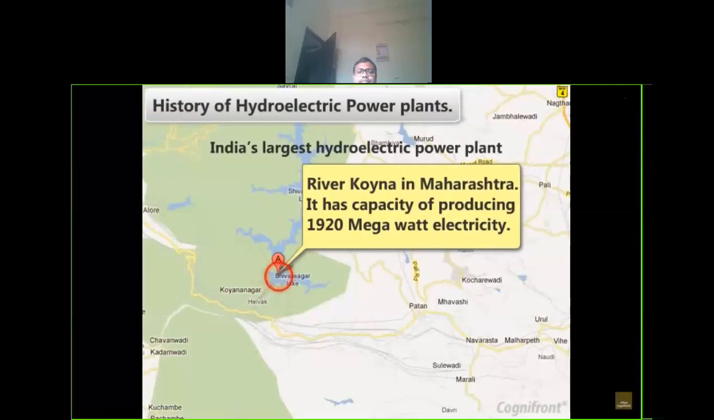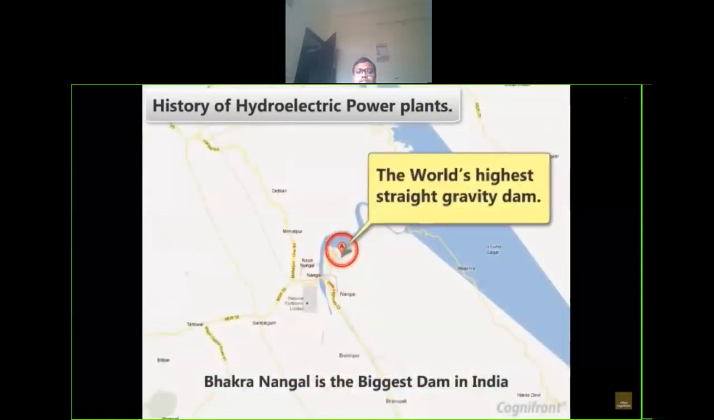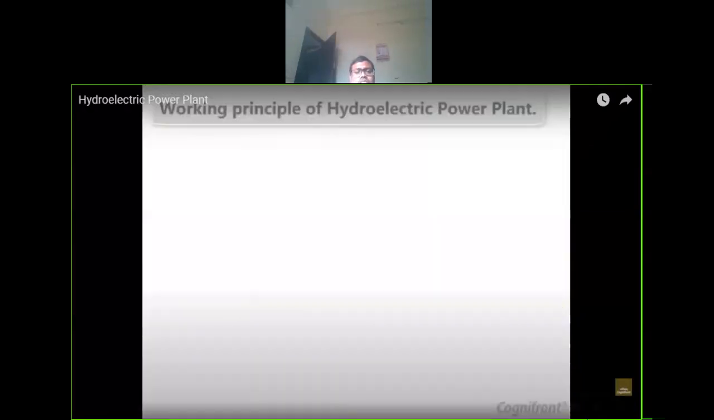It has a capacity of producing 1920 megawatts of electricity. Bhakra Nangal is the biggest dam in India as well as the world's highest straight gravity dam.